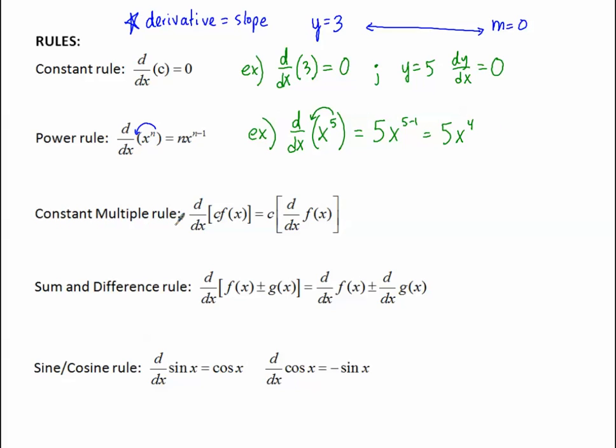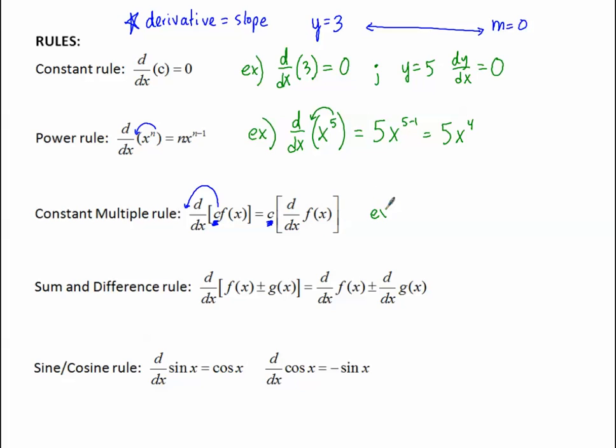The constant multiple rule. Remember how in limits, we can take any constant that's multiplied to the function and pull it outside of the limit expression? Well, since a derivative comes from a limit expression, we can do the same thing for a derivative. Pull it outside of the derivative expression.